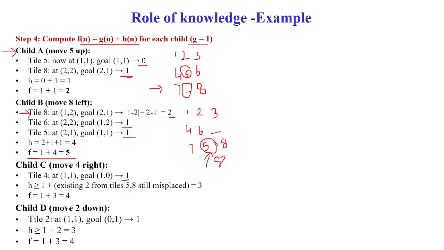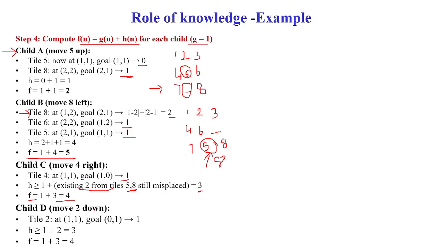Okay. Right? So already we have the existing 2 misplaced tiles, 5 and 8. So it's still 3. So our F will be 4. Okay. So you have to follow a similar procedure here also. So when you talk about child D, move 2 downwards.